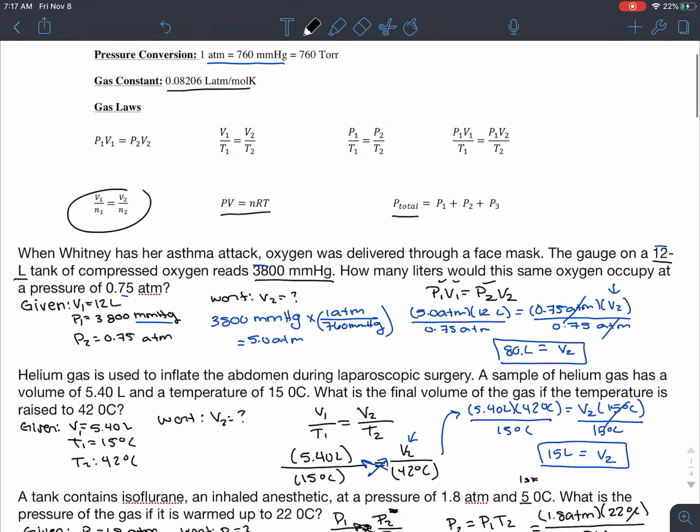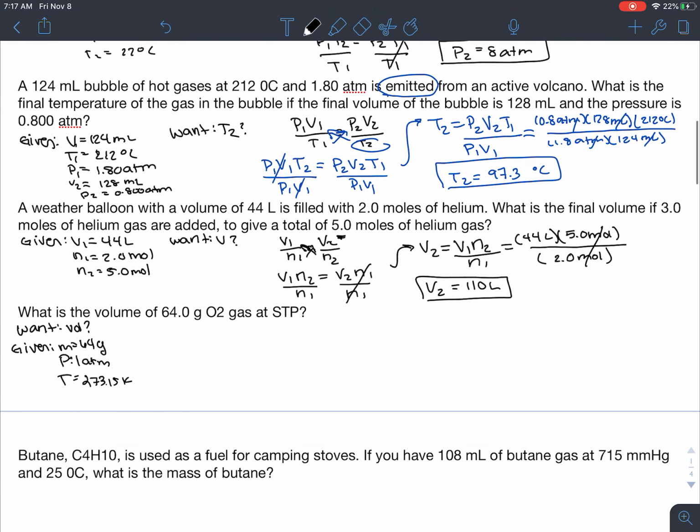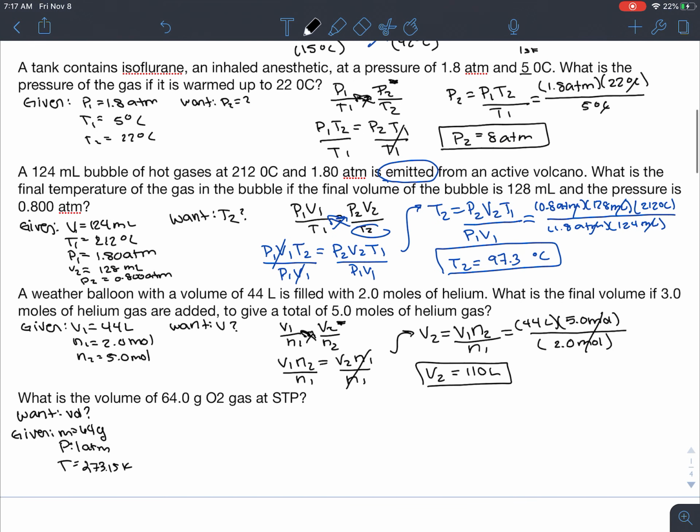Well, now what gas law am I going to use? So let's look up here. Well, I only have one pressure, one temperature. I want volume. So none of these gas laws will work regardless, because you don't have more than one. It's not going to be the mixtures because you don't have a mixture, so it has to be ideal gas.